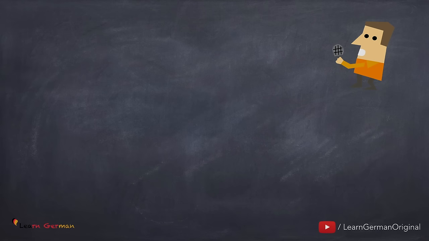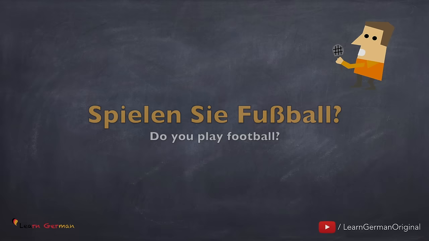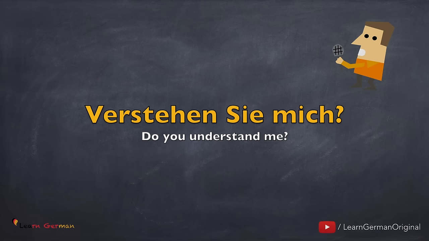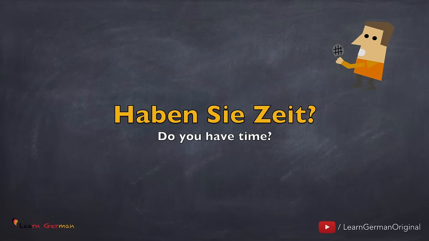Here are some more ja-nein Fragen. Kommen Sie aus Deutschland? Wohnen Sie in Indonesien? Spielen Sie Fußball? Sprechen Sie Italienisch? Verstehen Sie mich? Sind Sie 30 Jahre alt? Haben Sie Zeit? You must have noticed that in all these questions, the verb is in the first place, followed by the subject. Now it's time to practice what we have learned.